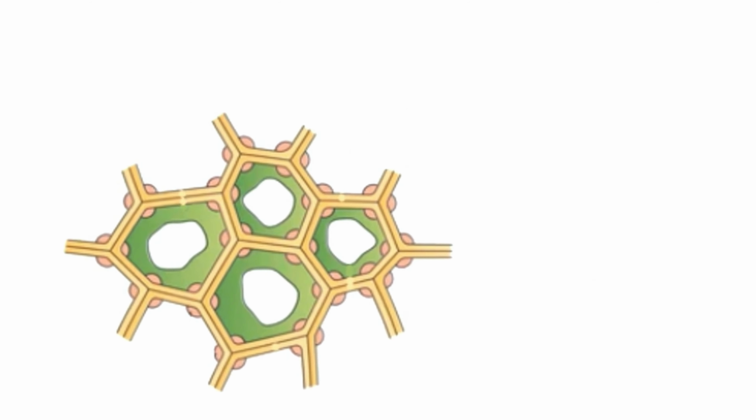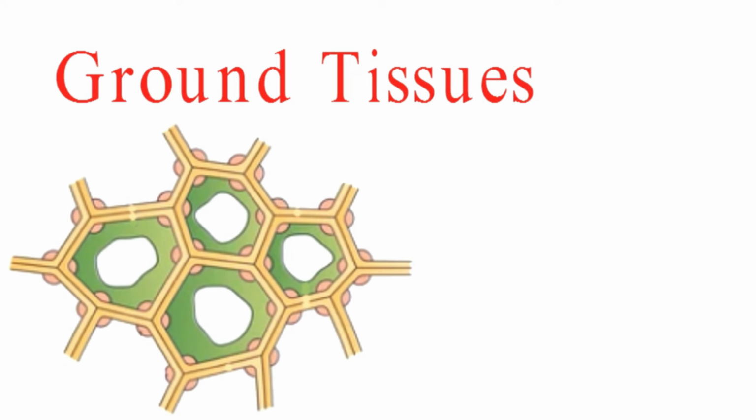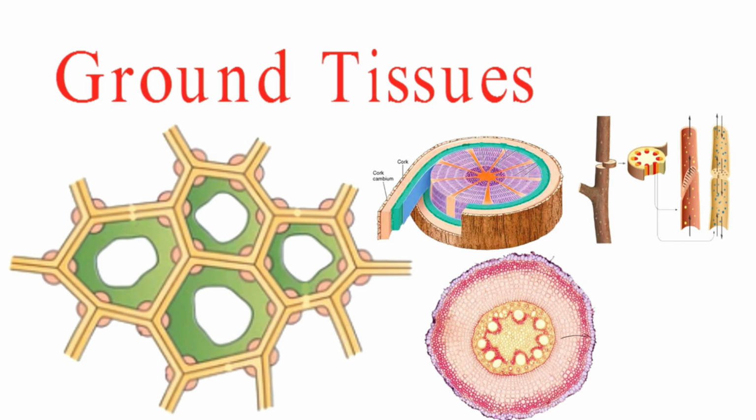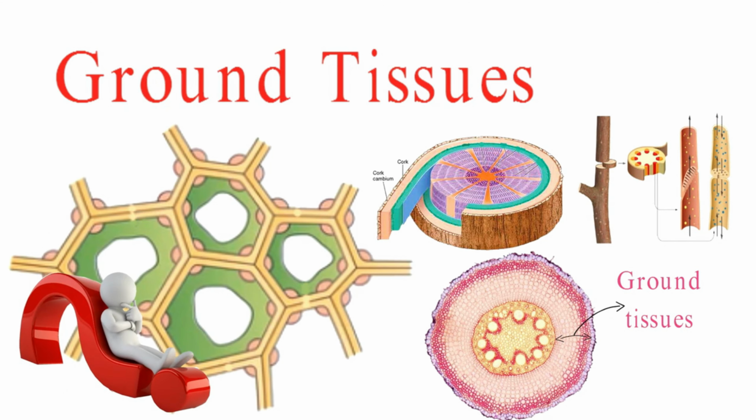We're diving into the world of ground tissue, a critical component of plant anatomy. Ground tissue is one of the three main types of plant tissues, alongside dermal and vascular tissues. It makes up the bulk of a plant's body and plays various essential roles. But here's a question for you. How much of a plant's body is actually composed of ground tissue?